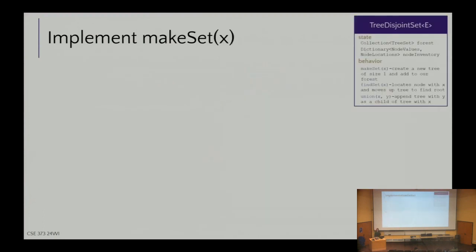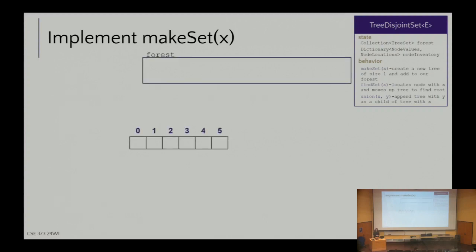Okay, let's dive into implementing the individual functions of the disjoint set ADT. So make set. I think about my forest as a big open field first, and then I am going to call make set on the values 0 through 5. It's like I've gone out into my empty field and I've planted 6 individual saplings.